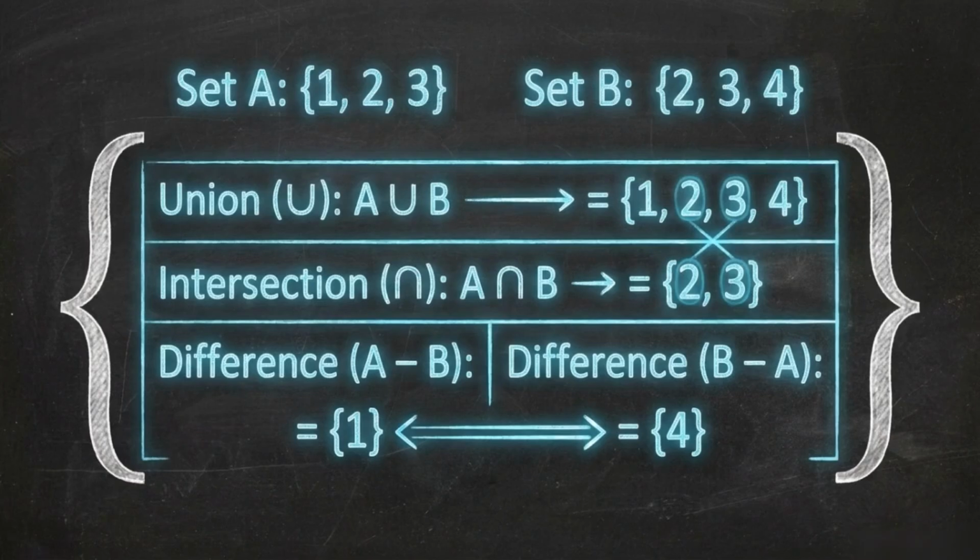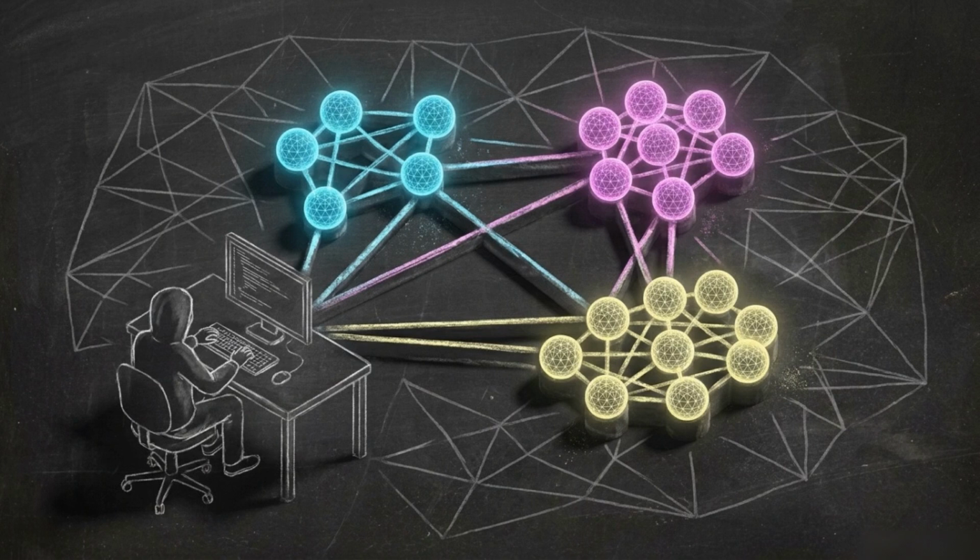We verify these operations using set A: 1, 2, 3 and set B: 2, 3, 4. Union merges them: 1 through 4. Intersection extracts shared values: 2, 3. Difference proves asymmetry. A minus B leaves 1, while B minus A yields 4. Mastering these three atomic operations allows developers to programmatically mutate and isolate any grouping of structured data.